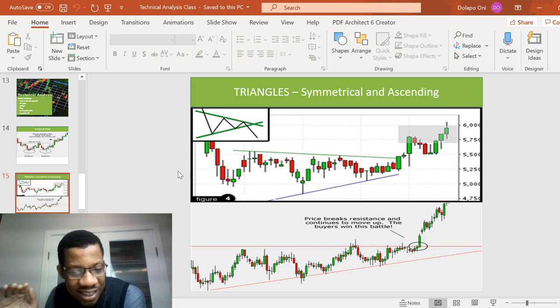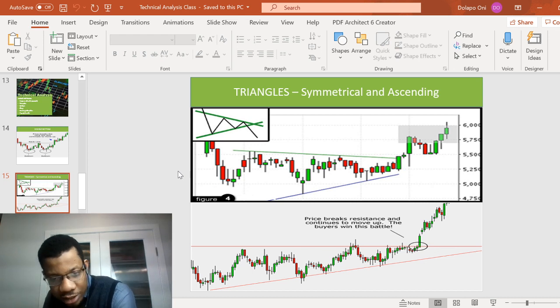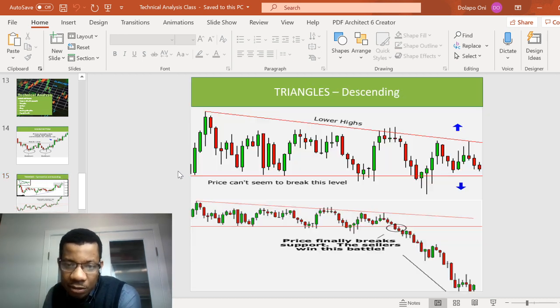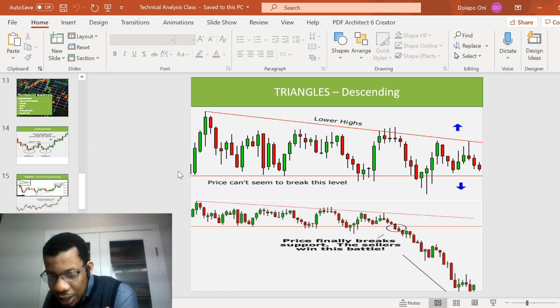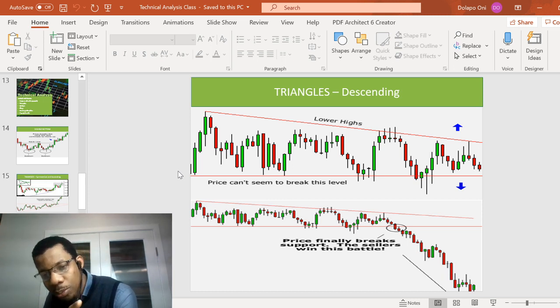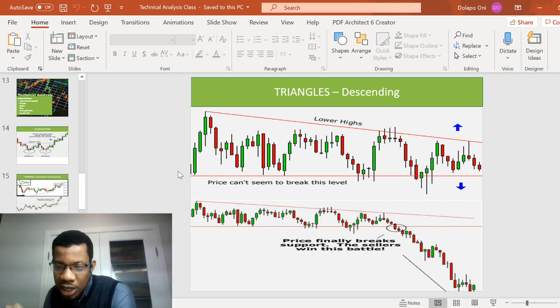But with an ascending triangle, you can see that the top line is sort of straight. You have a straight line at the top, but you have an ascending line at the bottom. Whereas for a descending triangle, it's the bottom line that is straight because it's a support, and then the top line is actually descending, and you can see that the market is heading downward.